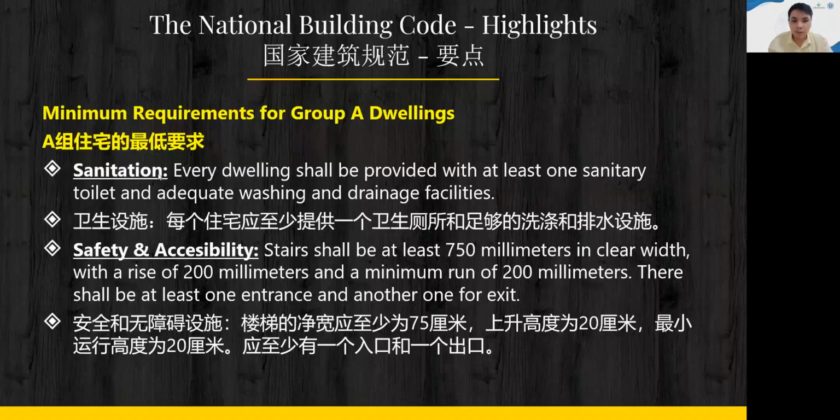So another important provision, in terms of safety and accessibility, is that the code requires the minimum dimension for stairs. So here it is, 750 millimeters for the width, 200 millimeters for the rise, and 200 millimeters for the run. So it also requires that there shall be at least one entrance and one exit.